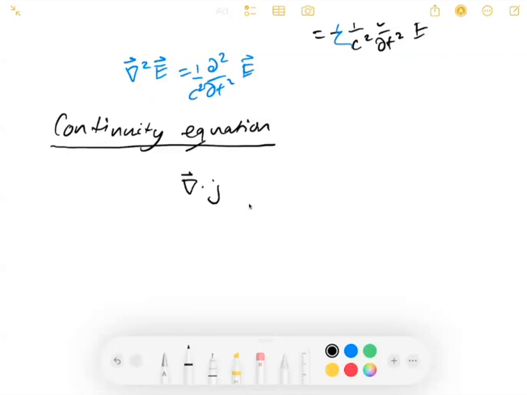So the continuity equation says that the divergence of the current density is minus d rho/dt. Okay, now, show of hands. Who knows what physical principle is encoded in the continuity equation? Interesting.